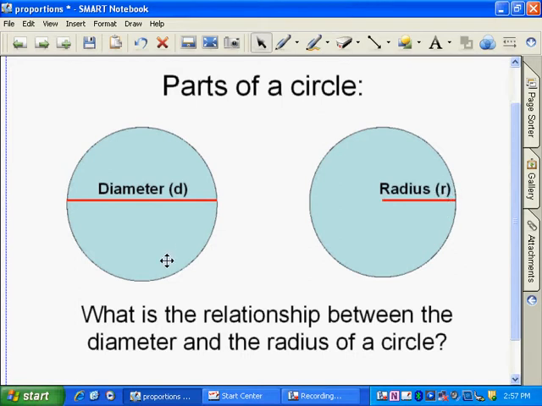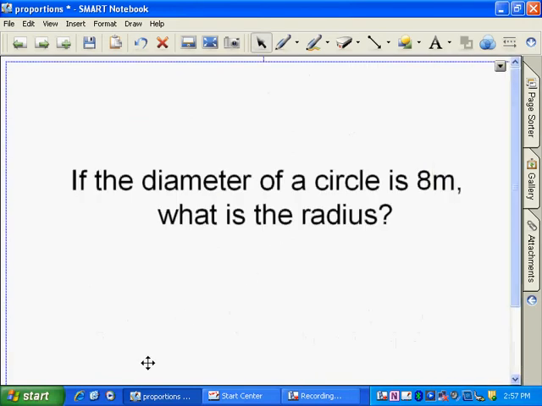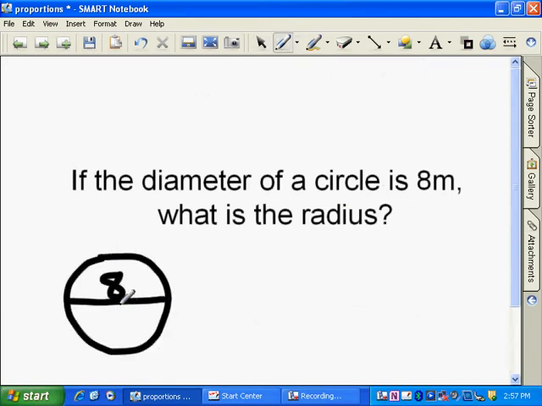So I was posing the question, what is the relationship between the diameter and the radius of a circle? That relationship is that a diameter is 2 times larger than a radius, or a radius is half the size of the diameter. Okay? What I mean by that is, if the diameter of a circle is 8, what is the radius? If you're looking at a circle, and you know that all the way across that circle is 8, the radius is half of that, and the radius is 4.